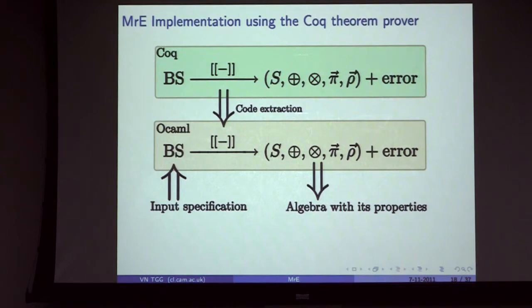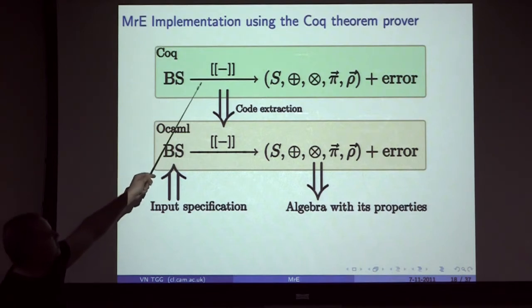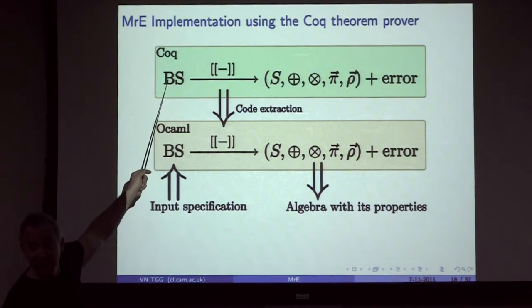So here's what we did, and I think it's kind of a novel use of the extraction mechanism in Coq. We proved that semantic function. Remember that semantic function I talked to you about? From the syntax of bisemigroups, which is just a data type in Coq, an inductively defined data type.